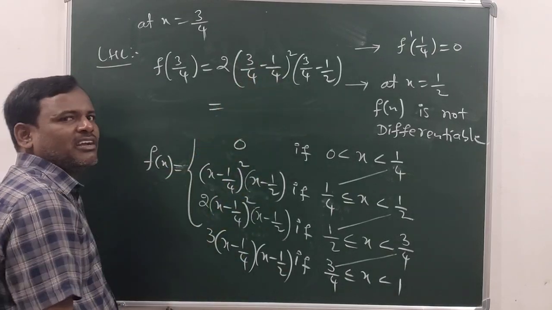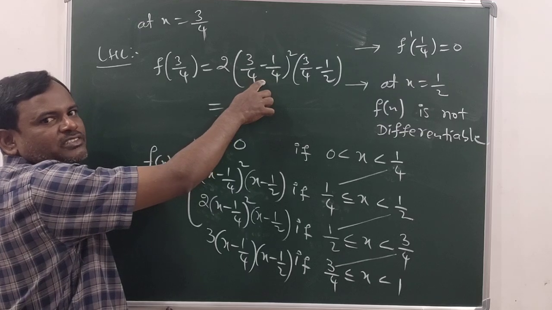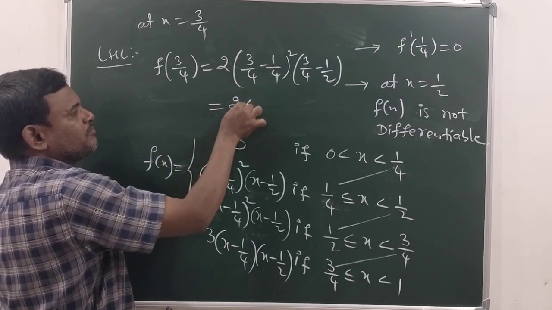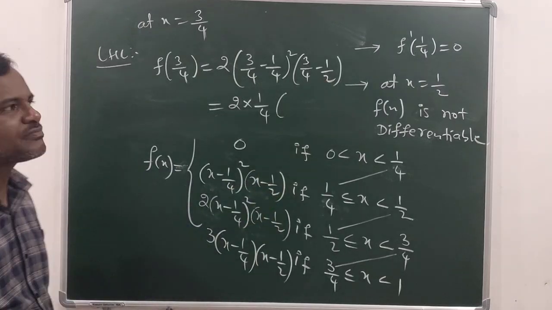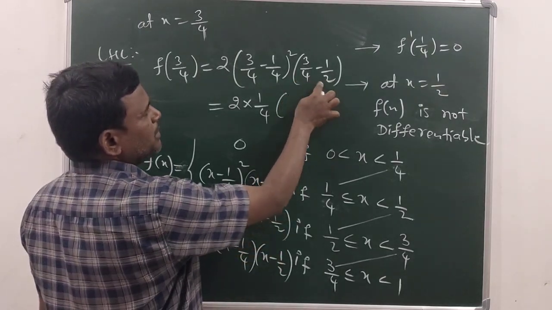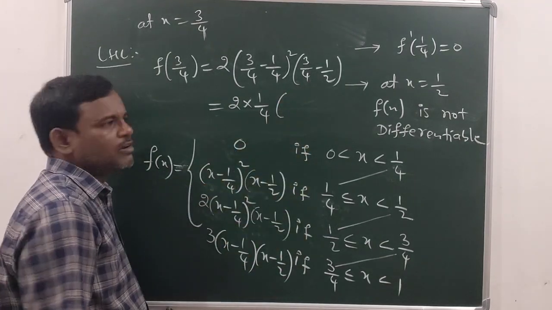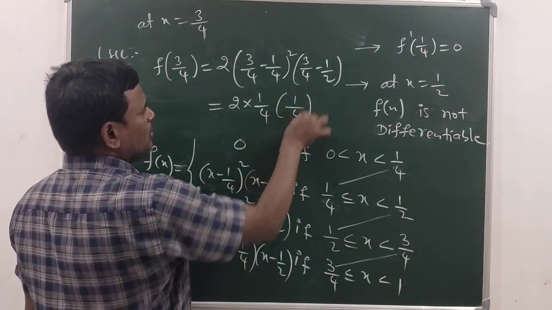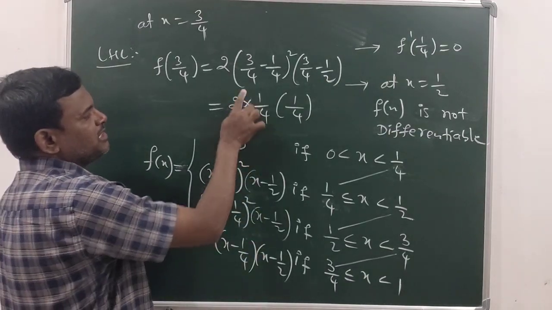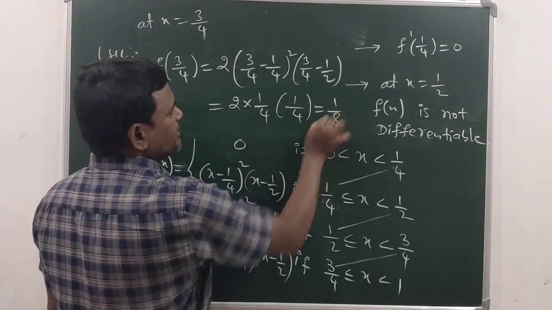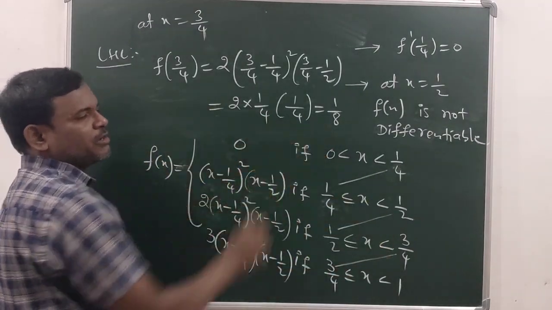So this is going to be 2 by 4, which means 1 by 2, (1 by 2) whole square is 1 by 4, into what about this? Tell me students: 3 by 4 minus 1 by 2 becomes 1 by 4. Now you got this result as 1 by 8. At x equal to 3 by 4, the left hand limit attains 1 by 8.